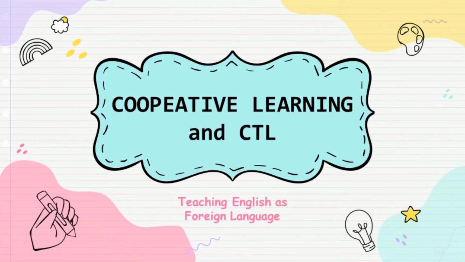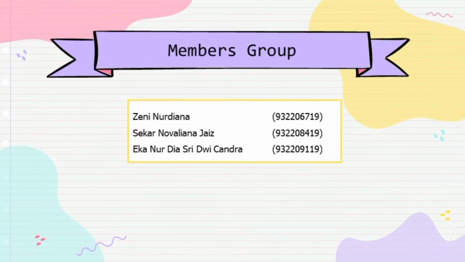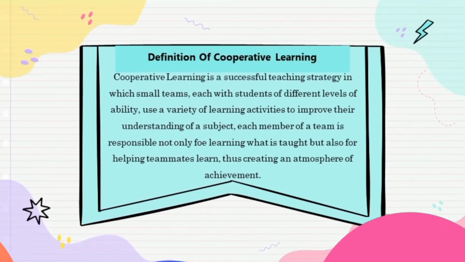Here, we would like to explain about Cooperative Learning and Contextual Teaching and Learning, or CTL. And the members of Group 6 are Zeni Nurdiana, Sekar Novaliana Jaiz, and the last is Eka Nurdia Sri Dwi Candra. So, here's the video of us.